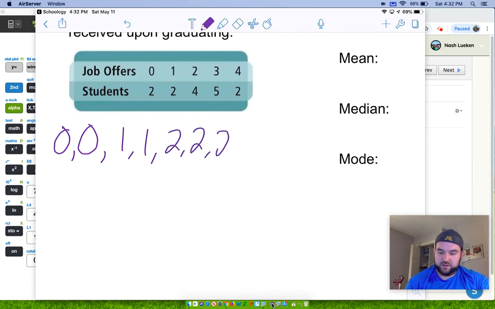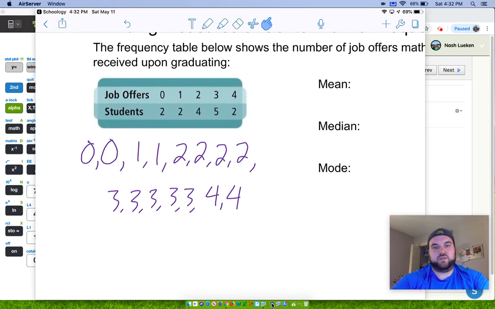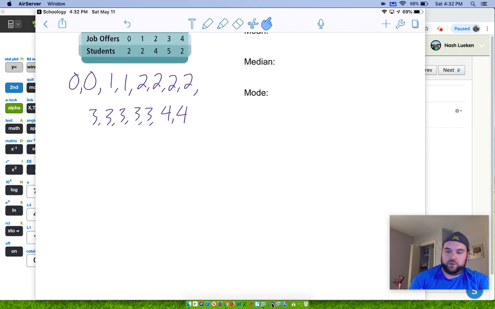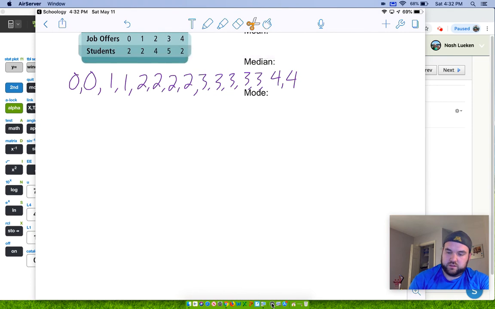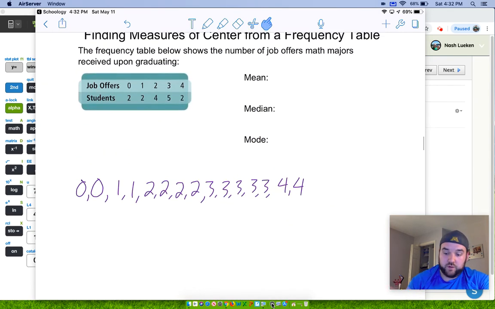So if I were making a list of this data, I would write the number 2 4 times. And then next is the number 3 5 times, because 5 different students got 3 job offers. And finally, 2 people got 4 job offers. Okay, so this would be my data set written out the long way. Okay, so we could find the mean, median, and mode by hand.